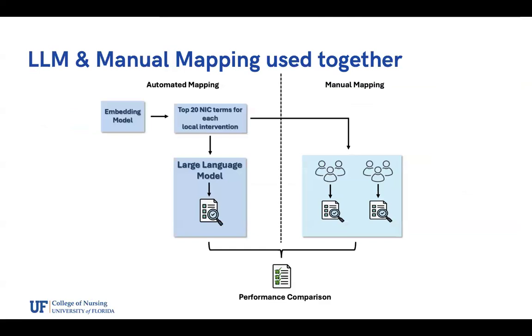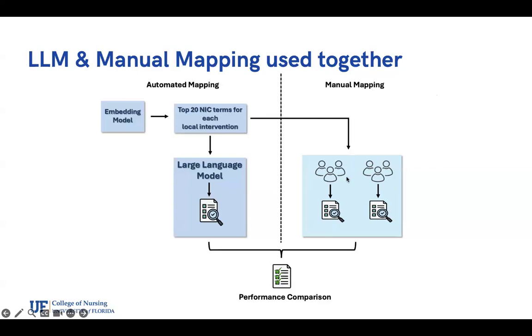So what we're doing here is combining both the large language model and the manual mapping process when performing the standardization of the data. We have our embedding model generating the top standardized terms we want, and then we give the manual mappers only those 20 terms or 10 terms. We don't give the manual mappers the entirety of the terminology to select a standardized term from.